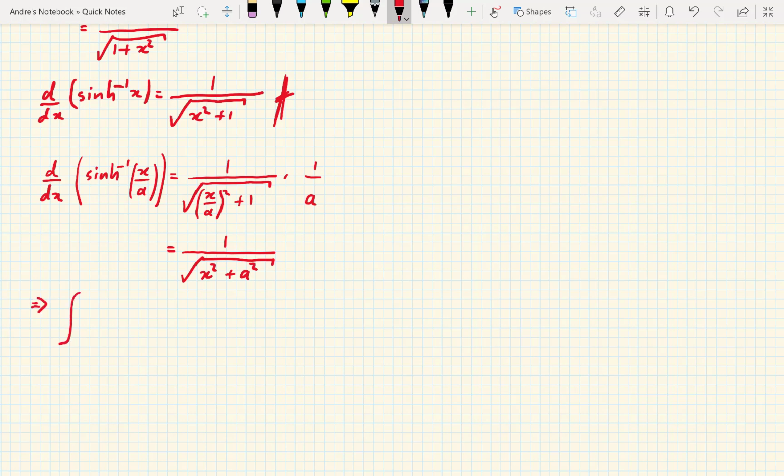And from this, it follows that the integral of 1 over root x squared plus a squared is the inverse sinh of x over a.